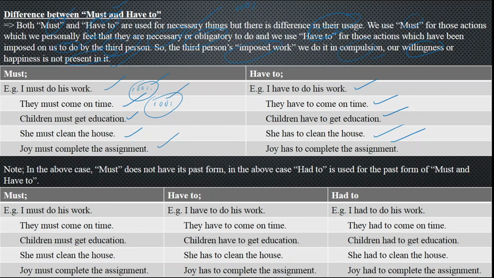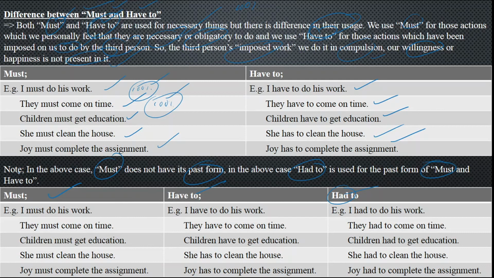Now notice in the above case, keep in your mind, the past of must is "must have" plus the third form. But in this case, "must" in the sense of obligation, and "have to", do not have a past, so their past will be "had to". "Must" and "have to" have got their past, that is "had to". In the above case, "had to" is used for the past form of "must" as well as "have to".